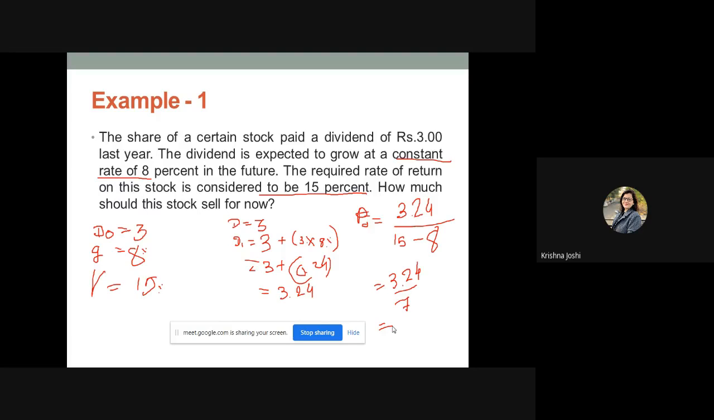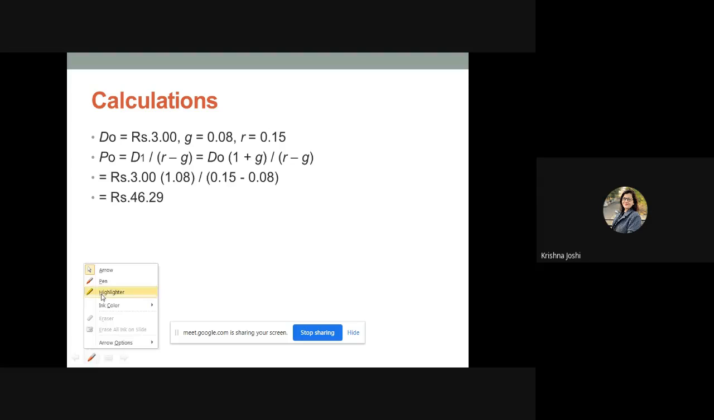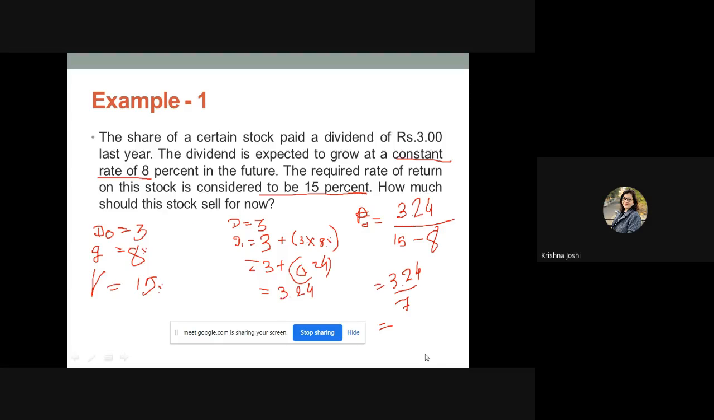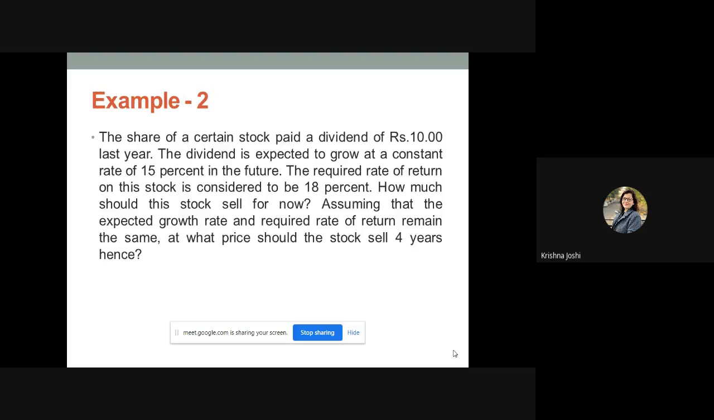0.46. Matlab ki 46 rupees, right? So see, the same thing has been shown here, right? It is 46.29 around the answer, right? So our answer is right. Right, 46.29. So here you may write 46.29, 0.4629, that is 46.29. Very easy, right?